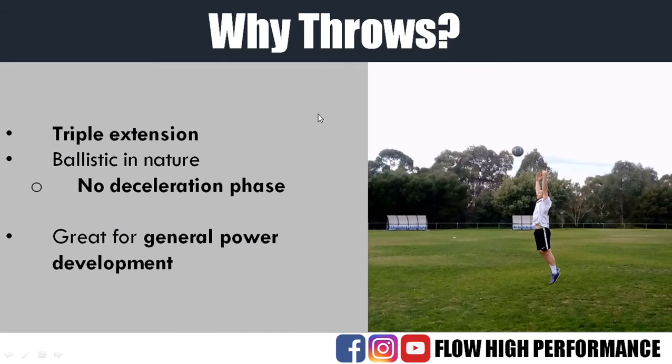So why do we use medicine ball throws or throws in general? Essentially, throws are quite a good transferable quality, basically because they have an explosive triple extension that is ballistic in nature. If we have a look here, for example, at this throw, this is a vertical medicine ball throw, and we can see at the release of the ball, there's an explosive extension here with the ankle, the knee, and the hip, and it's ballistic, which means there's no deceleration phase.